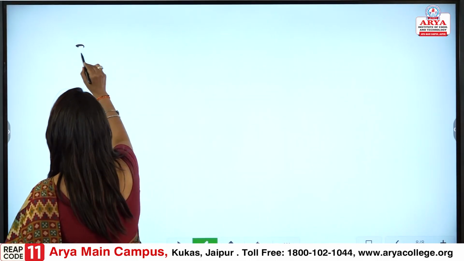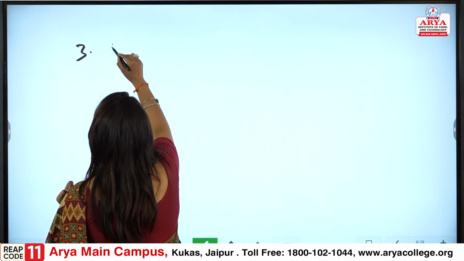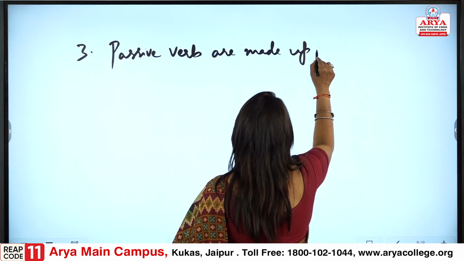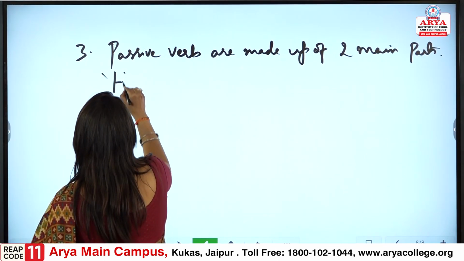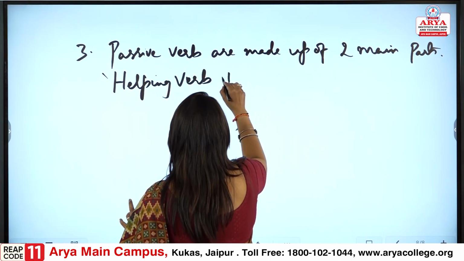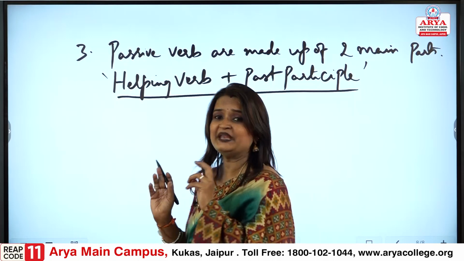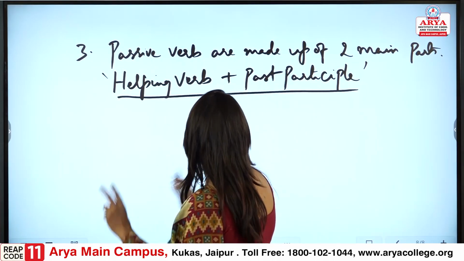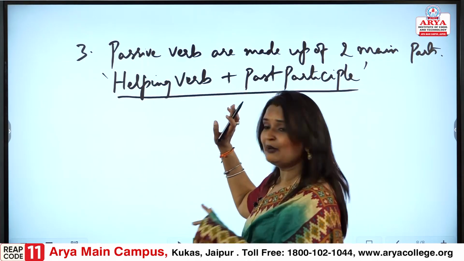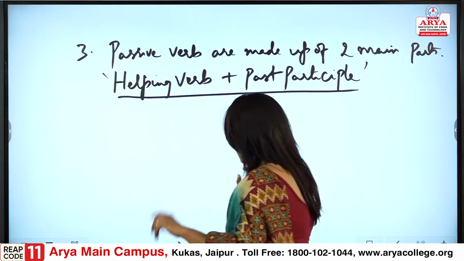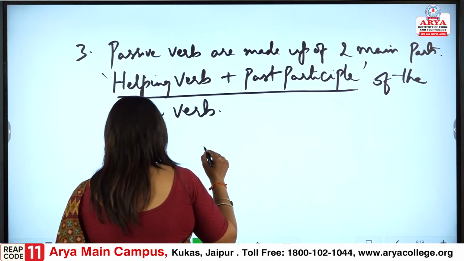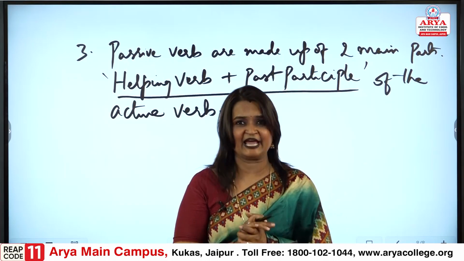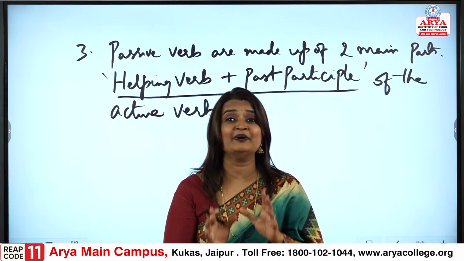And the third point that we need to remember is that passive verbs are made up of two main parts. What are they? Helping verb plus the past participle of the active verb. This we need to take care of, and the forms of auxiliaries can be taken care of accordingly. I hope we remember what we have learnt today.